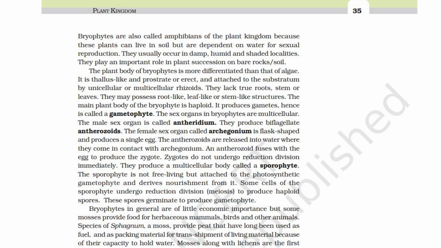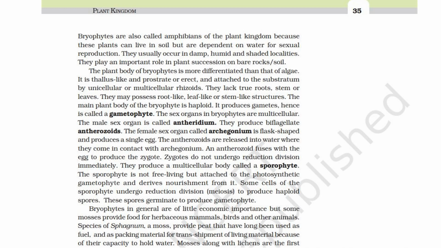The sex organs in bryophytes are multicellular. The male sex organ is called antheridium. They produce biflagellate antherozoids. The female sex organ, called archegonium, is flask-shaped and produces a single egg. The antherozoids are released into water where they come in contact with archegonium.